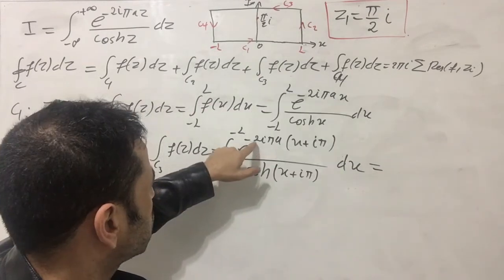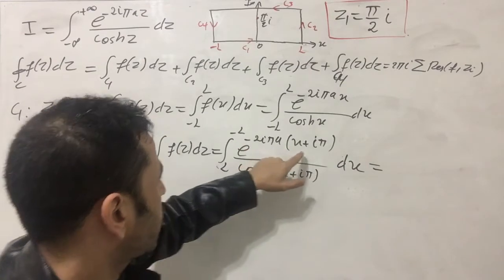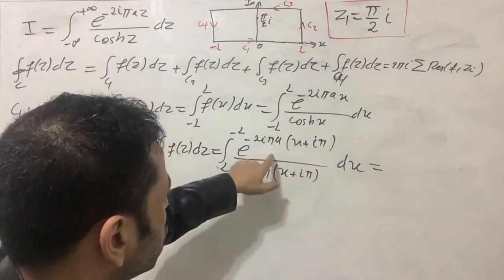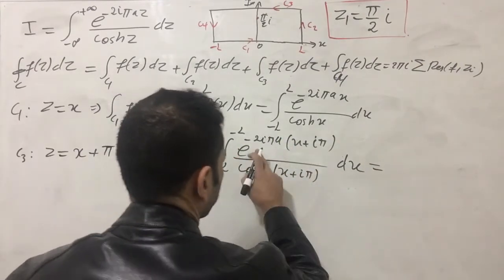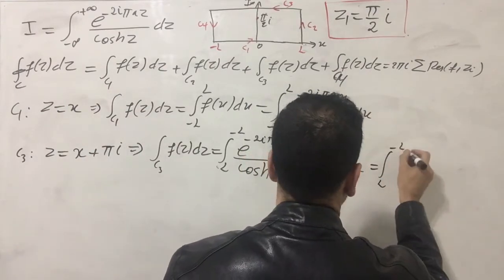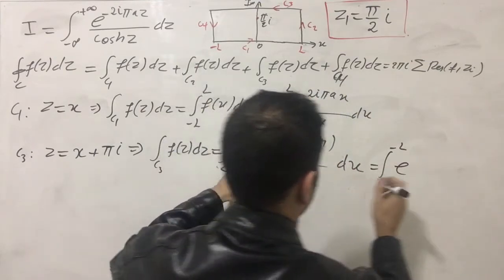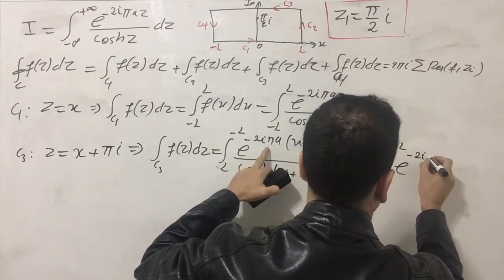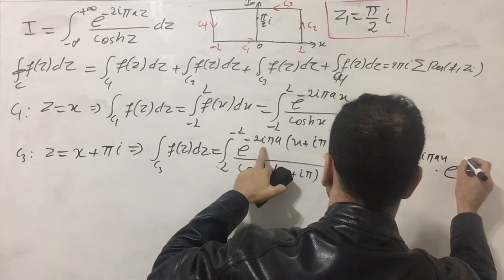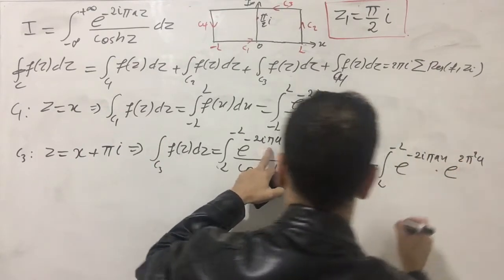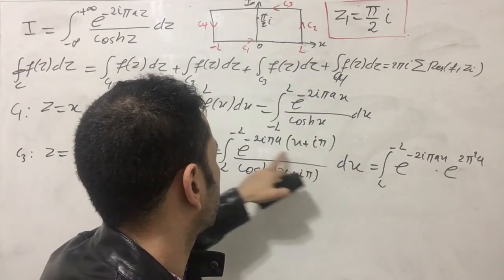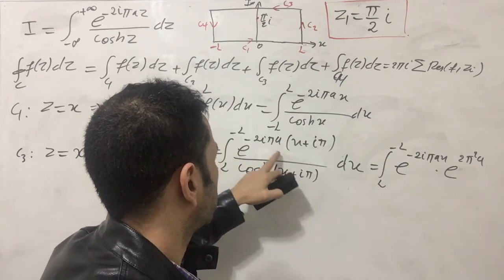I have e to the minus 2i pi a times x, and also e to the minus 2i pi a times i pi. I'm taking that factor outside. So multiplying this out, it gives me the integral from minus L to L of e to the minus 2i pi a x times e to the 2 pi squared a. Here i times i gives i squared, which is minus 1, and minus 1 times minus 1 gives plus 1.